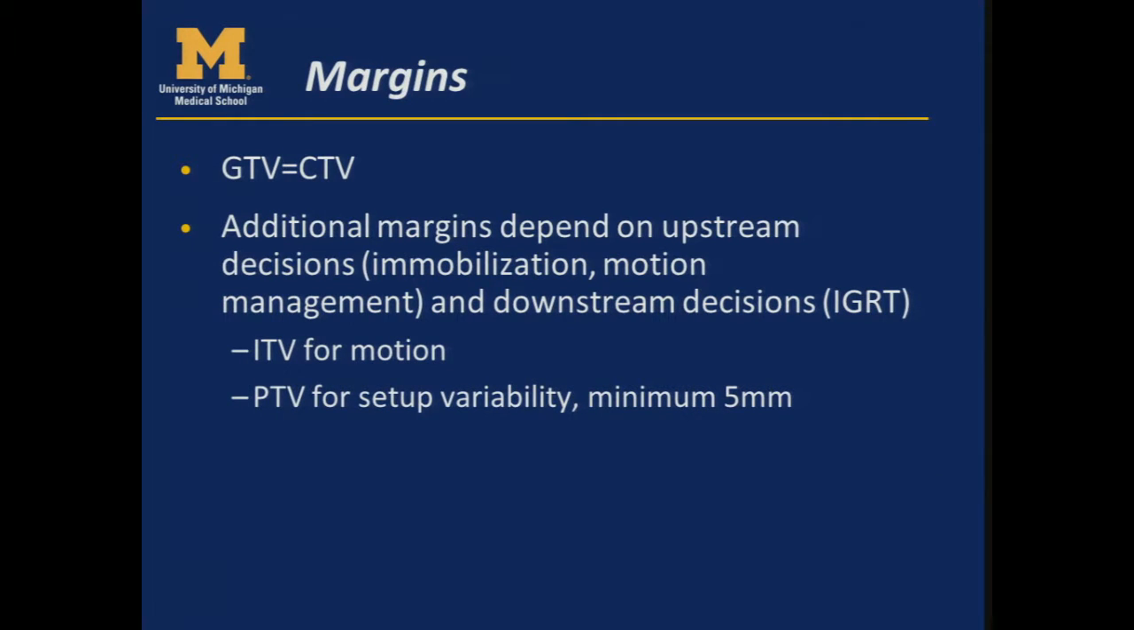So now we have the tumors contoured, and what about margins? We typically use GTV equals CTV, and any additional margins really depend on any of the upstream decisions that you've already made, and ideally have already written down in a standard fashion in the simulation directive. So immobilization impacts PTV margin, motion management impacts whether you have an ITV, and then all these other things also impact the IGRT that you're going to use later.